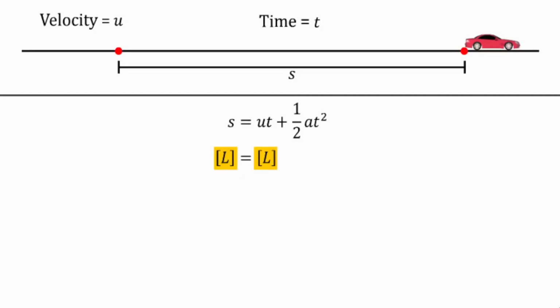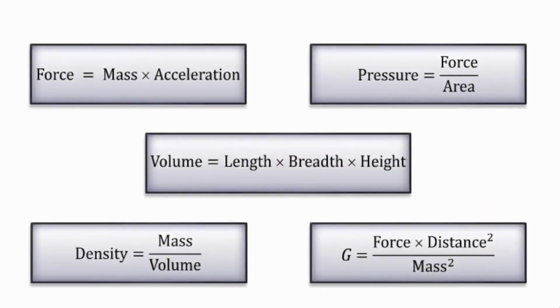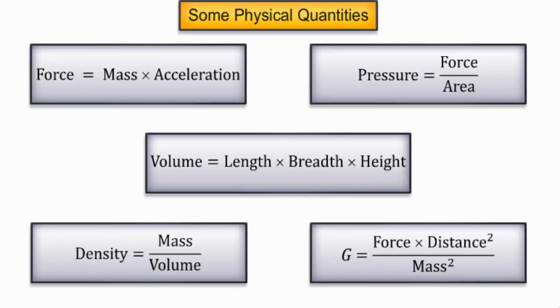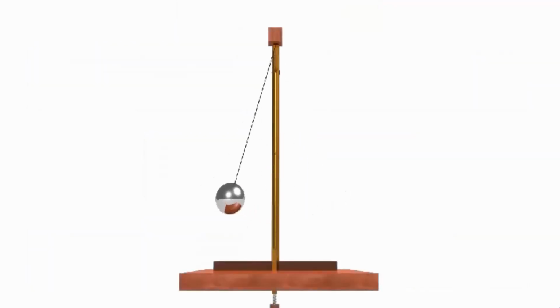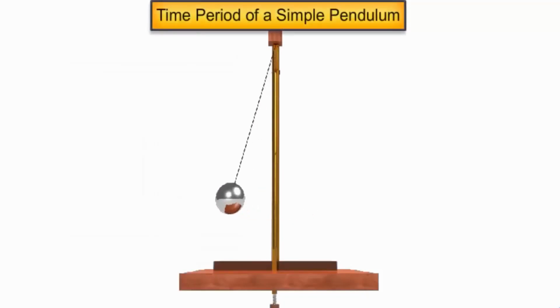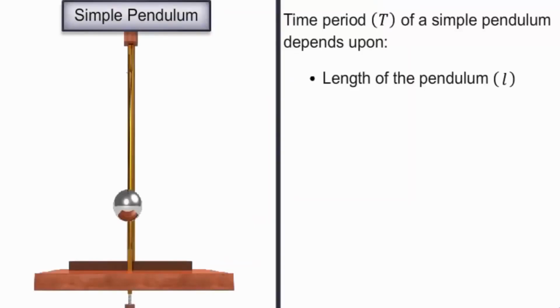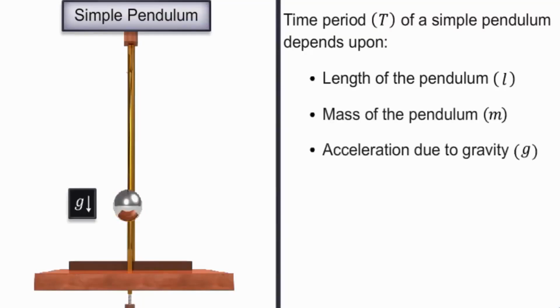This principle can also be used to derive expressions for physical quantities if the other quantities on which it depends are mentioned. For example, we can derive an expression for the time period of a simple pendulum, assuming that its time period T depends on the length, mass of the pendulum, and the acceleration due to gravity at a given place. Let us take the constant of proportionality k as 2π.